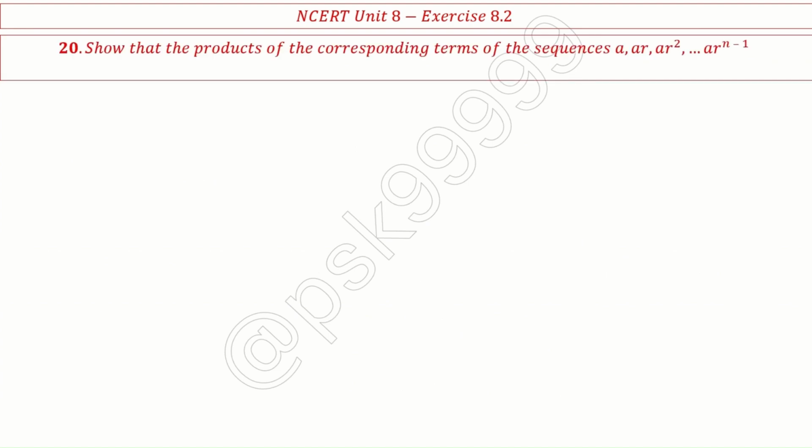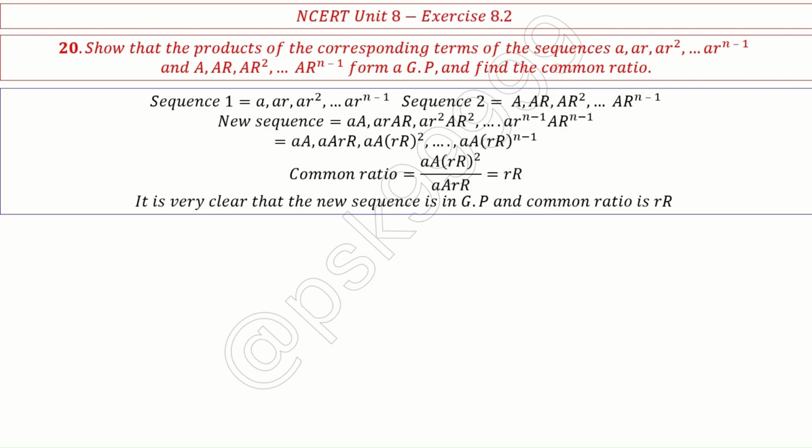Show that the product of corresponding terms of two sequences forms a GP. Both are in GP, right? So we have a theorem already based on this. If you are multiplying the corresponding terms of two GPs, the new sequence is also in GP. So we'll just prove it. That's very simple. One is A, AR, AR square, and the other one is capital A, capital AR, capital AR square, and so on. The new sequence will be A into capital A, AR into capital AR, AR square into capital AR square, and so on. So if you see, the first term is A capital A, which is common in all the terms, and each term is multiplied by R capital R.